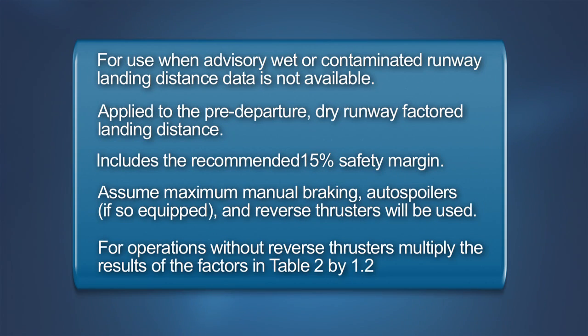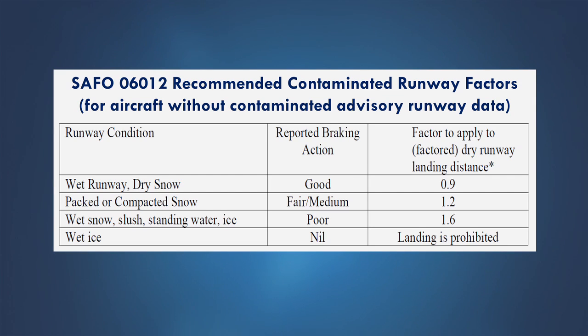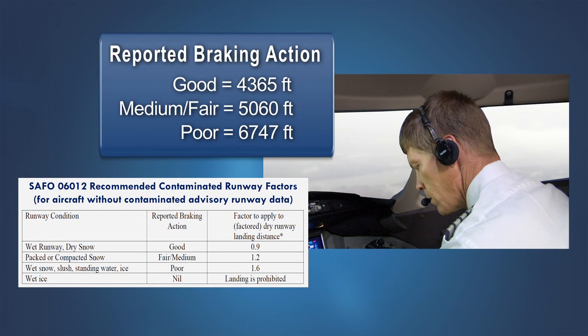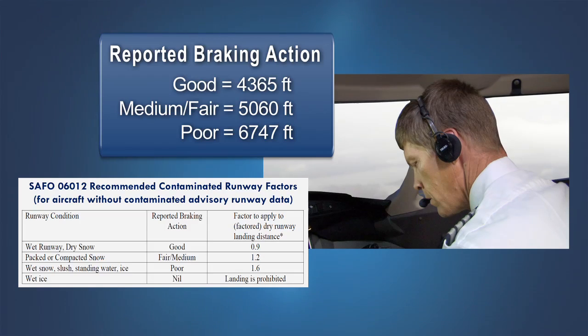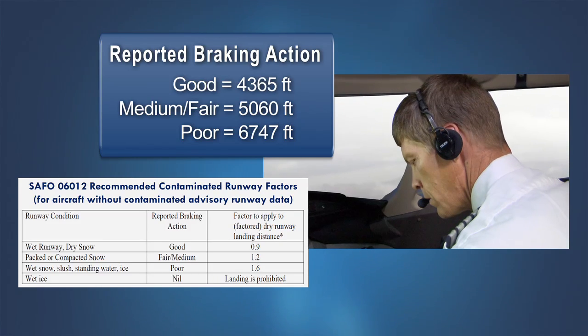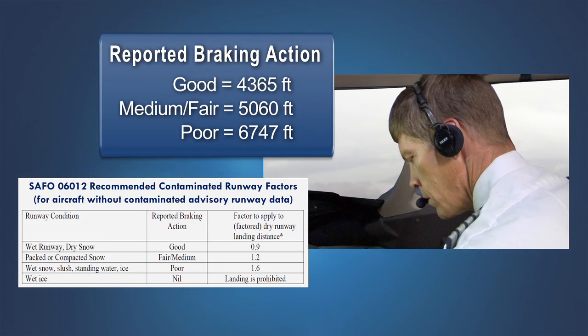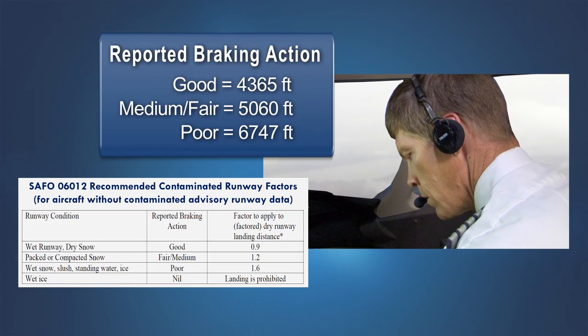These factors are applied to the factored dry runway landing distance used in pre-departure planning and include the recommended 15% safety margin. After this initial landing distance assessment is complete, pilots should monitor for deteriorating runway conditions prior to landing and base their decision to continue on the most conservative assessment of the aircraft's stopping performance on the runway. In some cases, contradictory information concerning runway conditions or braking action reports may force the flight crews to apply their best judgment about which information is likely to be most accurate.